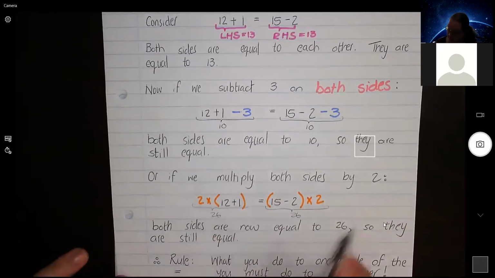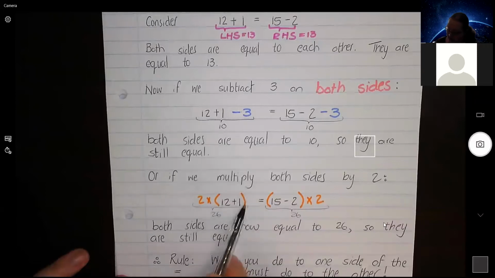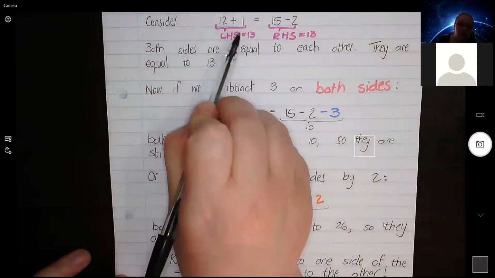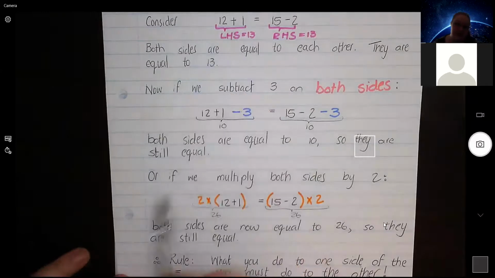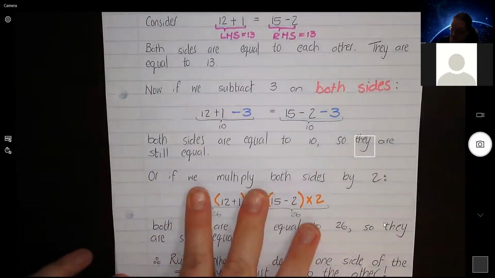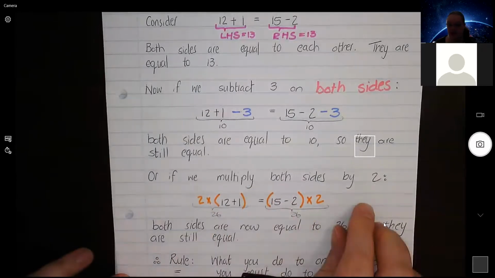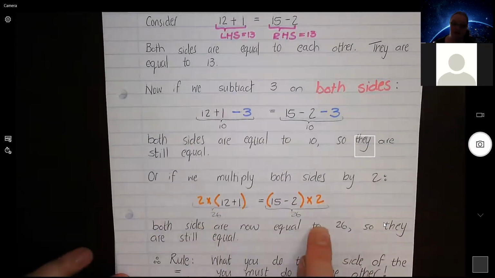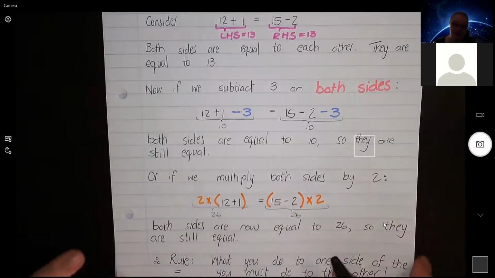So over here, you'll see I put brackets around it because I'm taking the whole left-hand side and multiplying it by 2. Not just 12 and multiplying it by 2. I'm taking 12 plus 1 and multiplying it by 2. Now both sides are equal to 26, so they are still equal.